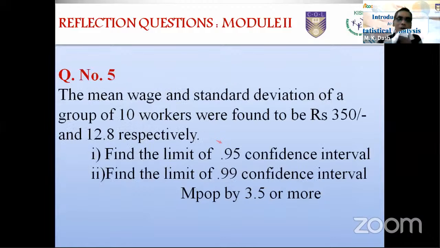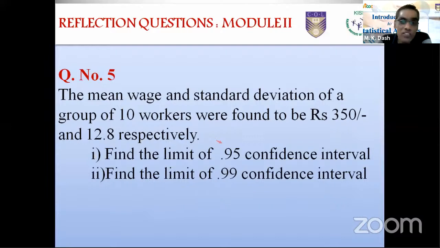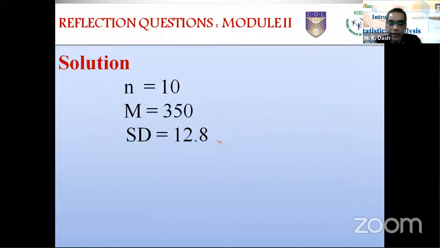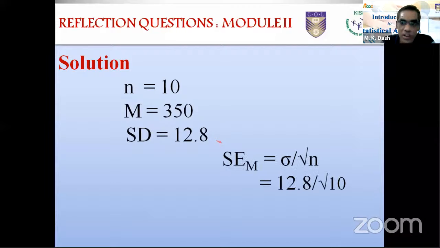Now coming to question number 5. The mean wage and standard deviation of a group of 10 workers were found to be 350 rupees and 12.5 respectively. Mean is 350 and standard deviation is 12.5. Let us take each bit one by one. If you solve one bit, the second bit you will solve automatically because only the level of significance is different. These are the given data. Now find out the standard error of mean. You will get the standard error of mean as 4.05.